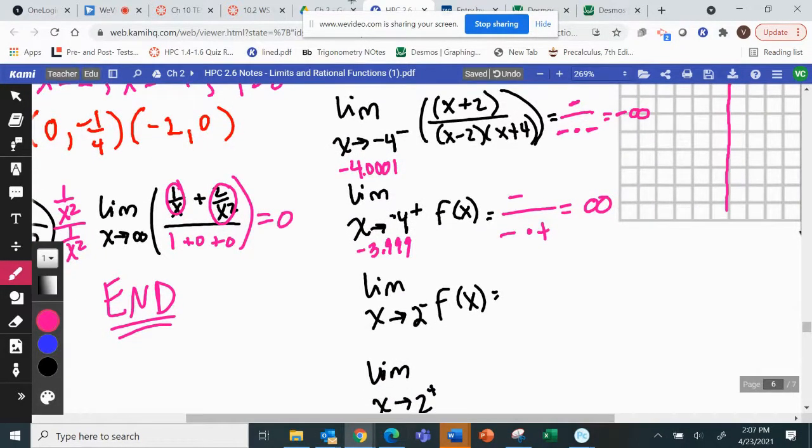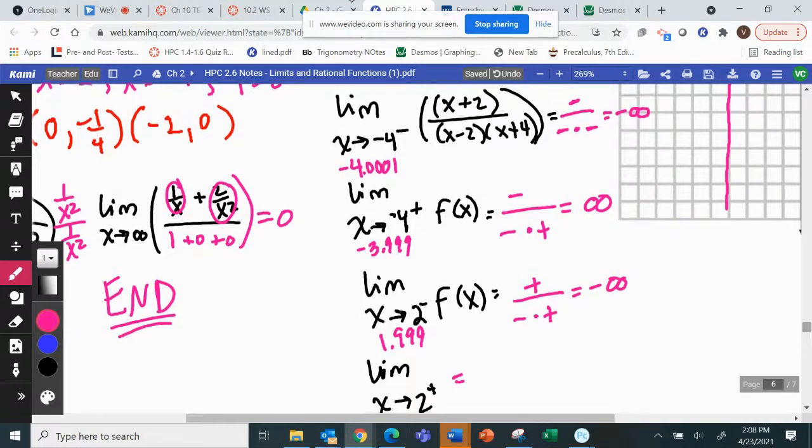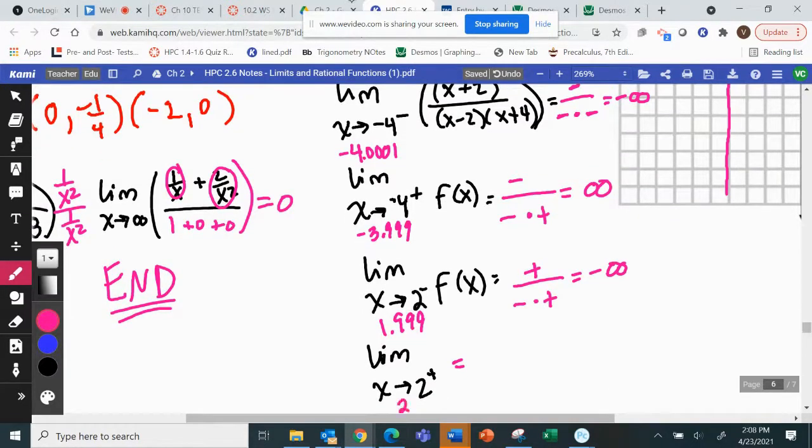If I put in 1.999, I will have a positive over a negative multiplied by a positive. Is that right? Did I do that right? Yeah. And then for putting in 2.0001, I will have a positive over a positive multiplied by a positive.